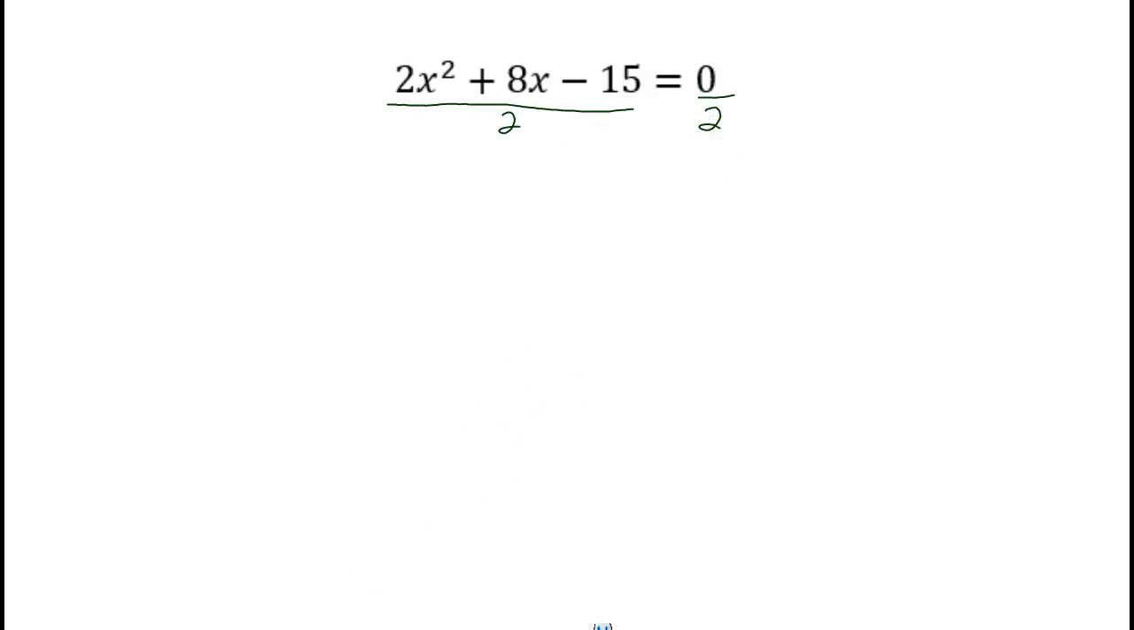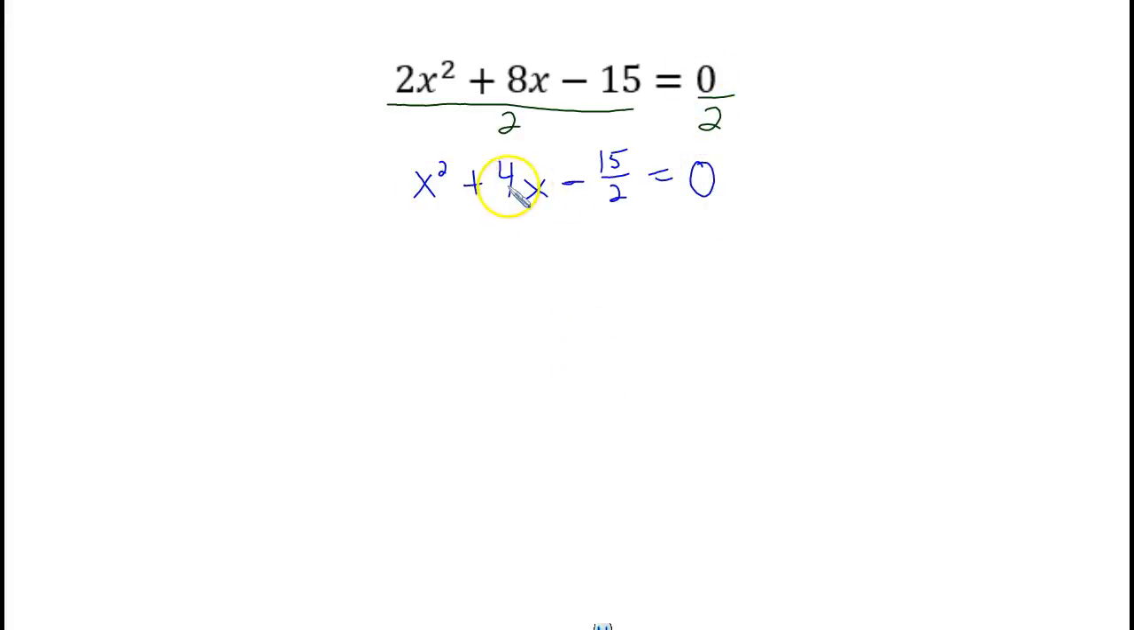So I'm going to divide everything on both sides by 2. So that this 2 here and this 2 down here essentially cancel out, leaving me with just x squared. 8 divided by 2 is 4x. And minus 15 over 2, I probably could write it as a decimal, but I'm going to leave it as the fraction 15 over 2. 0 divided by anything is still 0.